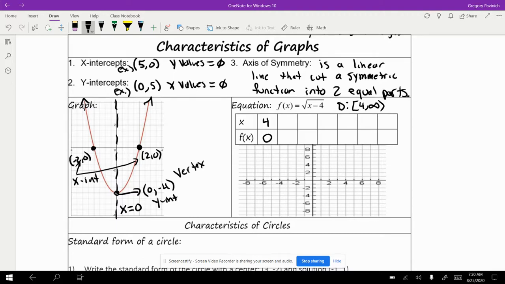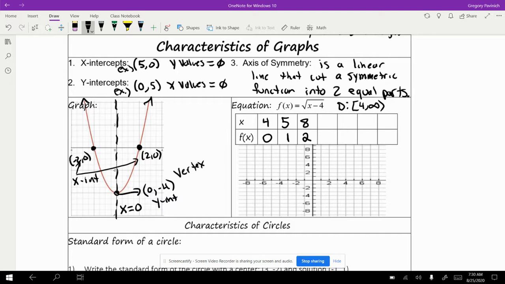I'm going to be smart and pick the next perfect square, which would be 1. So I know 5 is going to work. 5 minus 4 is 1. Square root of 1 is 1. The next perfect square root is 4. So I know if I choose 8, 8 minus 4 is 4. Square root of 4 is 2.